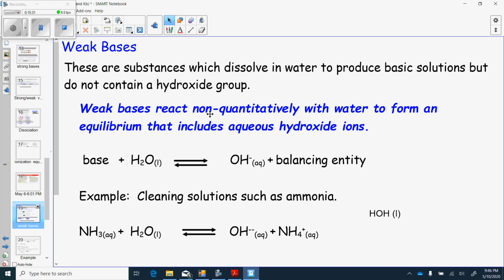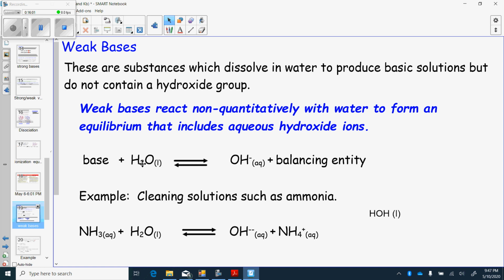Weak bases react non-quantitatively. What that means is it's going to be an equilibrium, okay? So it's not a quantitative reaction. So weak bases are involved in an equilibrium equation with water to form equilibrium that includes aqueous hydroxide ions. So they might not have hydroxide in their formula, but they produce hydroxides when they mix with water. So essentially you take your weak base, you add it to water, it's an equilibrium.